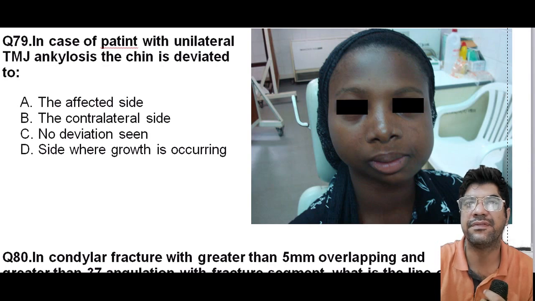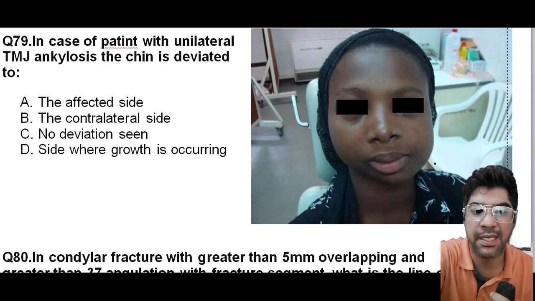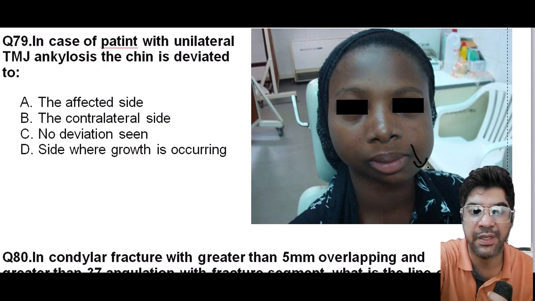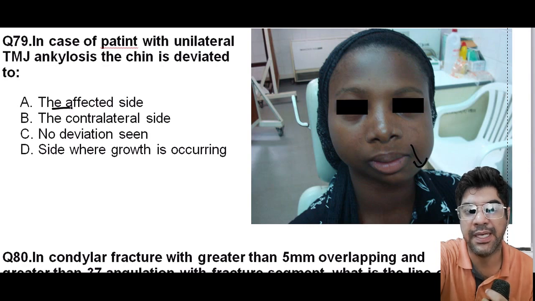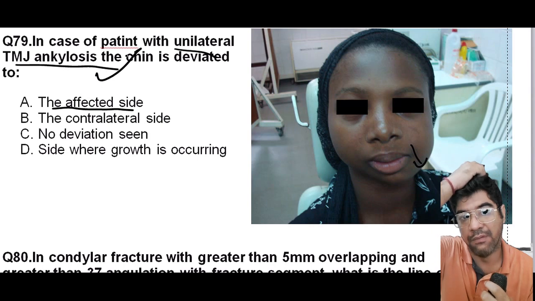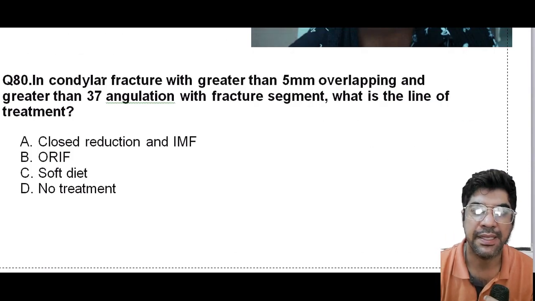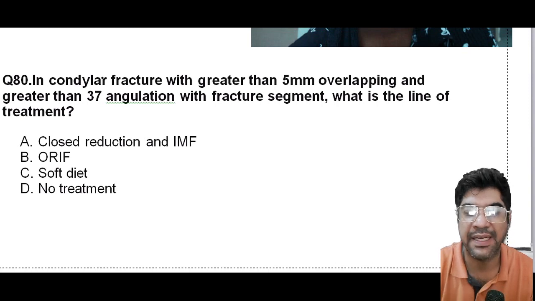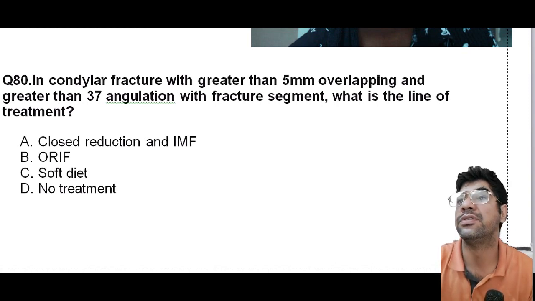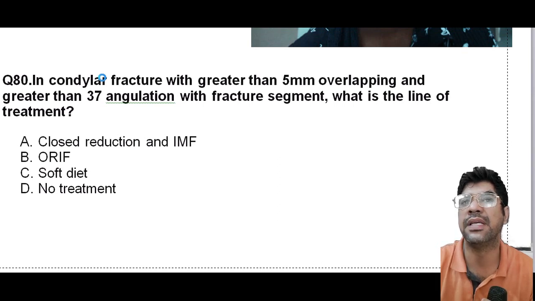In a patient with unilateral TMJ ankylosis, one TMJ is fused or immobile. The chin is deviated to the affected side. So the chin is deviated to the affected side in the case of unilateral TMJ ankylosis.